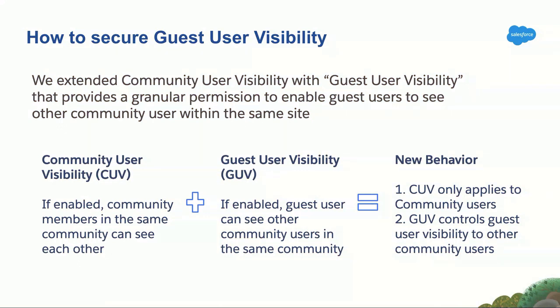And specifically for communities, we have this concept of community user visibility, which controls whether the users in the community can see other users. And in Winter 20, we also introduced a new concept called guest user visibility, which controls whether the guest user, the anonymous users, can see users in that community. And these two features combined allow you to do fine-grained control of what users can see other users in your community.